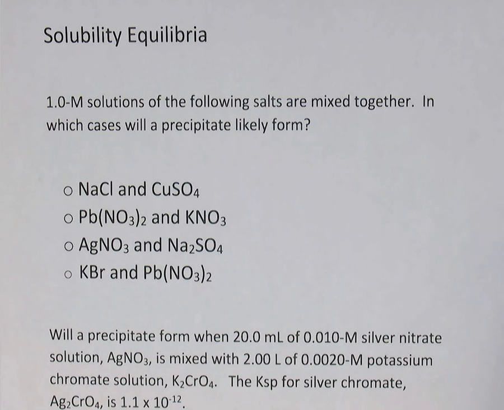Alright, in this video we're going to tackle some of the slightly more complicated solubility equilibrium problems. These are involving the forming of precipitates. We'll start with a question that's really just a review from the first year chemistry course, grade 11 chemistry. It says 1 molar solutions of the following salts are mixed together, in which cases would a precipitate likely form?